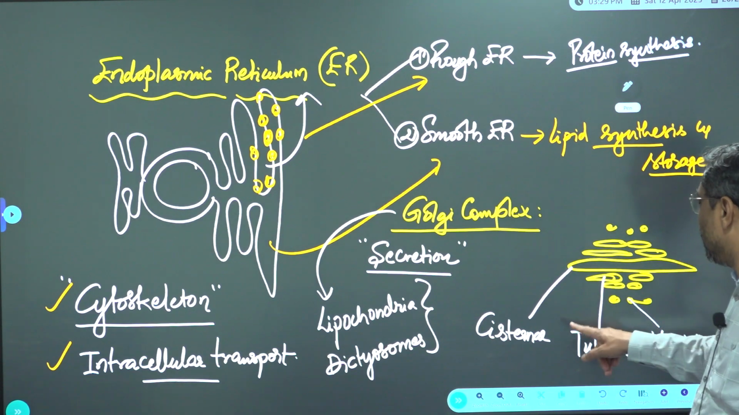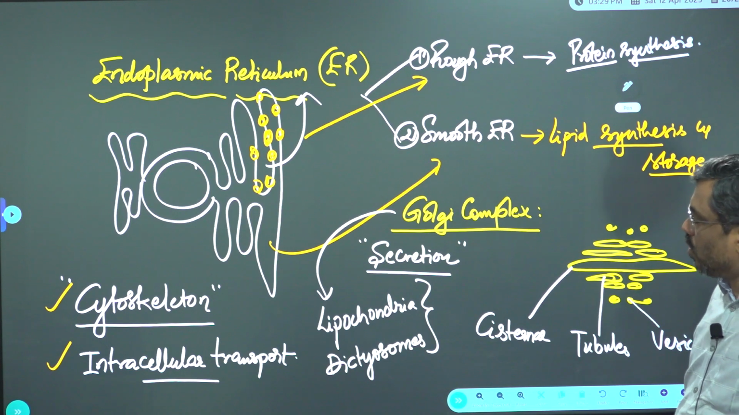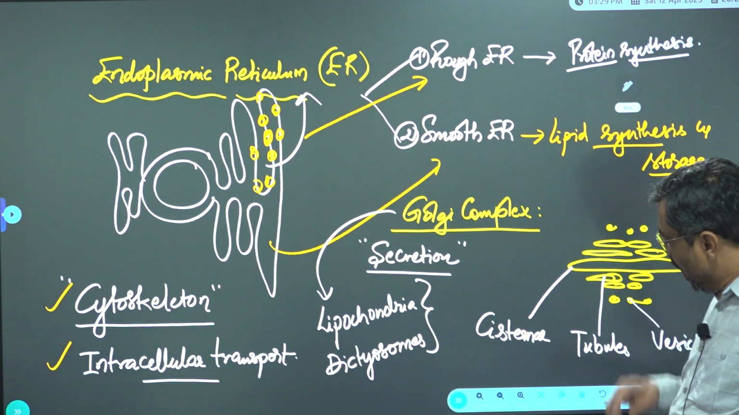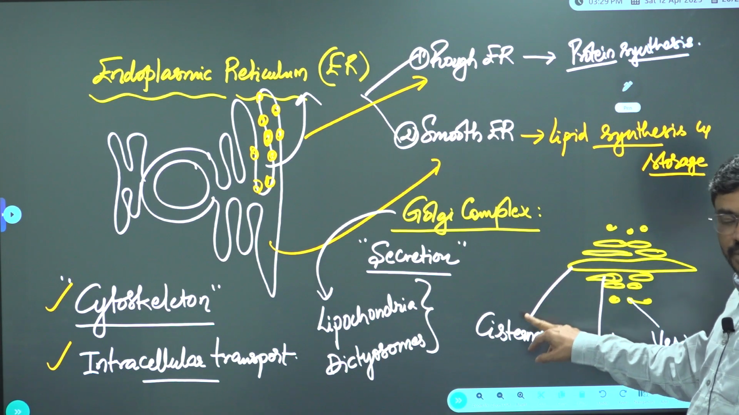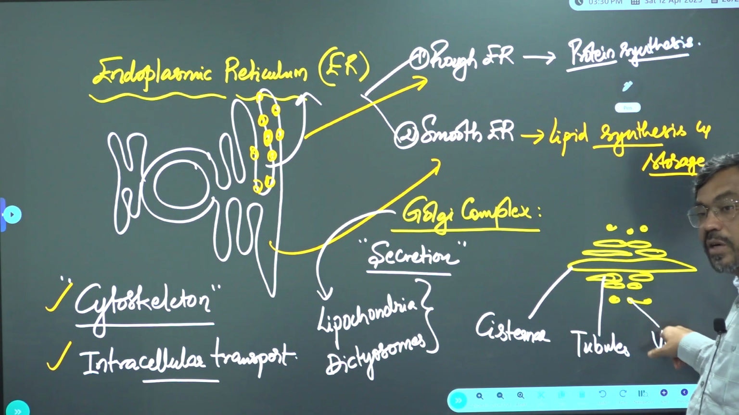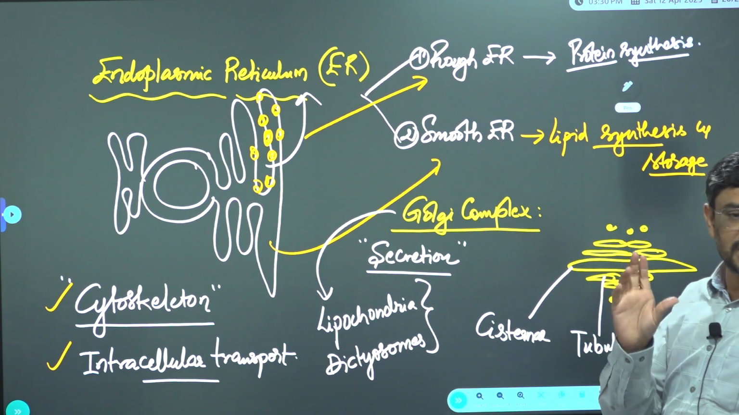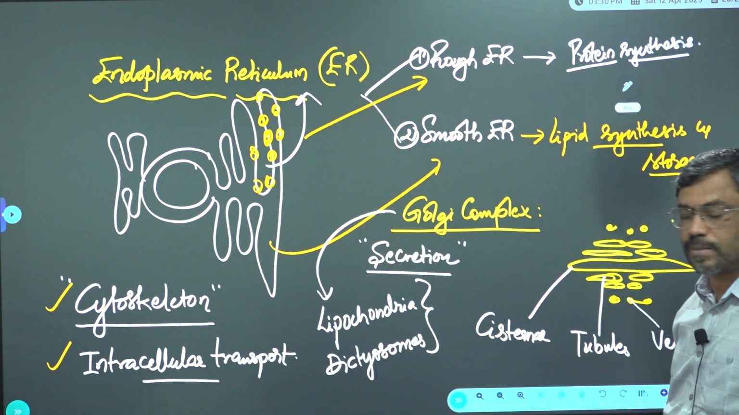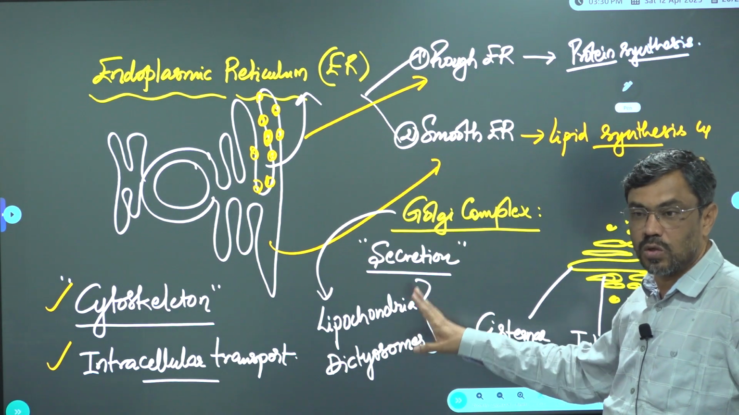They contain cisternae, tubules and vesicles. Just remember these terminologies. The parts of the Golgi complex are cisternae, the long tube-like structures, tubules, small tubes, and rounded particles called vesicles. This Golgi complex releases some chemicals which are involved in the protein synthesis process. The other names of Golgi complex are lipochondria and dictyosomes.